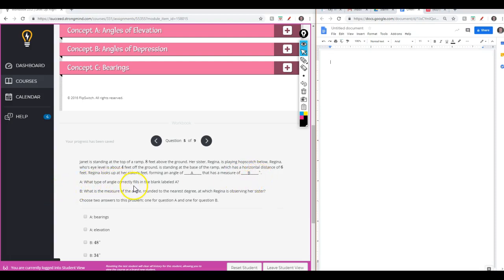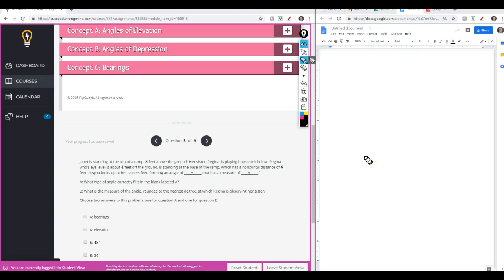What type of angle correctly fills in the blank labeled A? What is the measure of the angle rounded to the nearest degree at which Regina is observing her sister? Choose two answers to this problem, one for question A and one for question B.